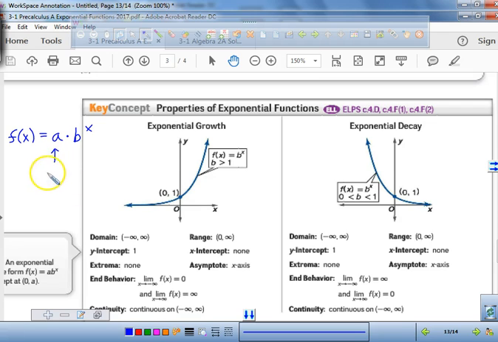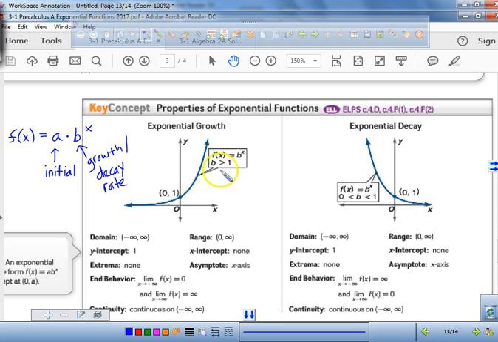The a value is always going to be your initial number, right there at the beginning. So if you're dealing with a number of bacteria growing over time, you put the starting initial bacteria to start out, if you're dealing with a word problem. The b value is called your growth or your decay rate.